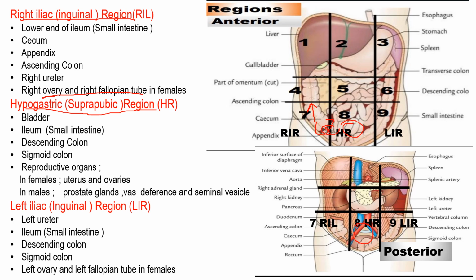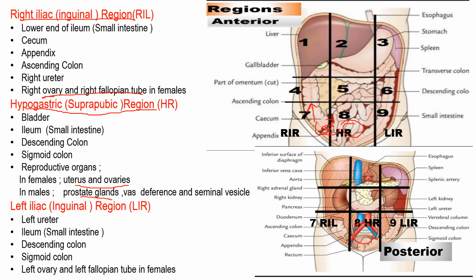Hypogastric region contains reproductive organs of both males and females. In females, there are uterus and ovaries present in this region, and in males, prostate gland, vas deferens, and seminal vesicle are present in hypogastric region.